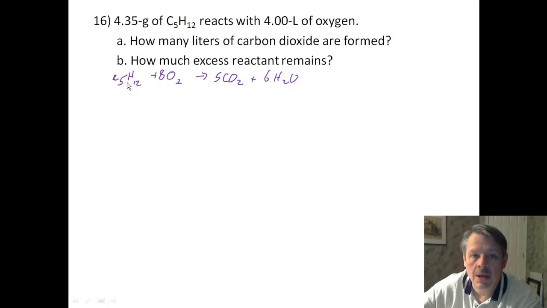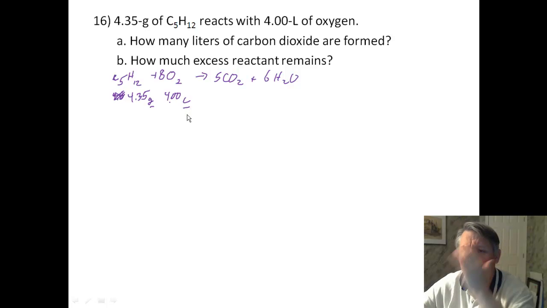Okay, so now what do we have to do? We have 4.35 grams of this stuff, and we have 4.00 liters. Be very careful when you do this. Here we've got 1 in grams, here we've got 1 in liters. So when you do the math, you just have to remember to do your conversion factors right. And this is why we always write down all of our units.